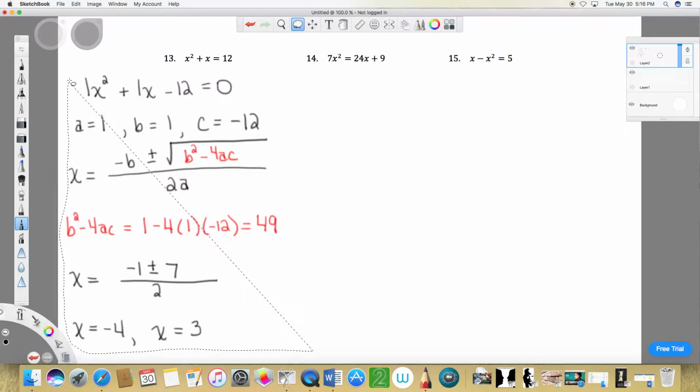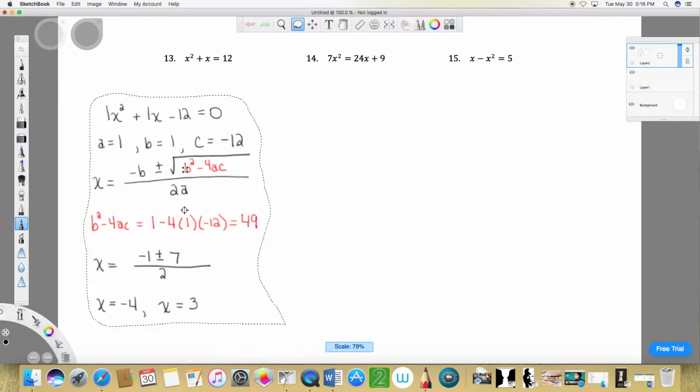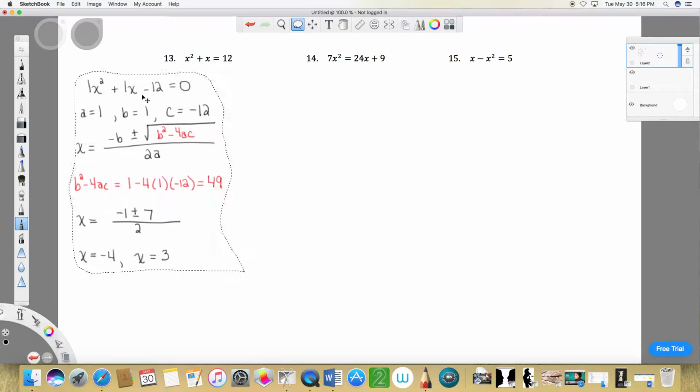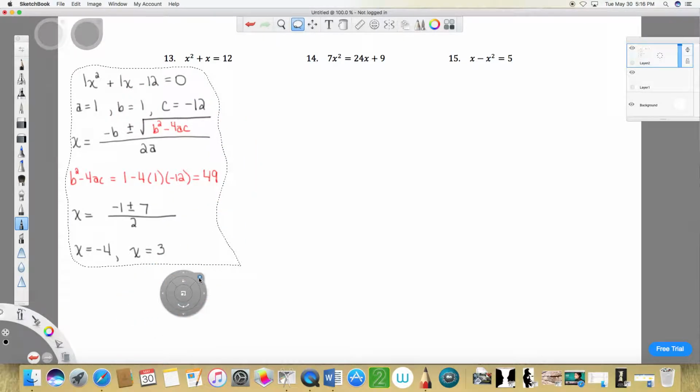I'm going to try to shrink this up, just give me a little bit of room for this next problem. And there we go. All right.